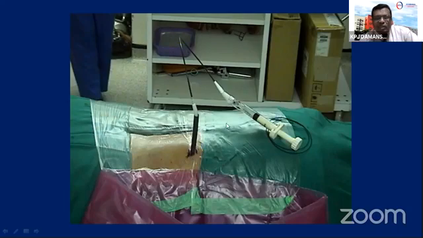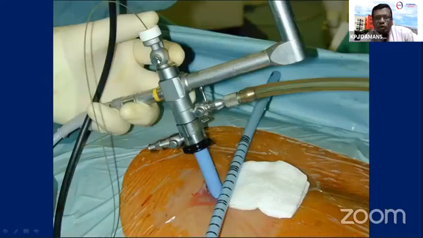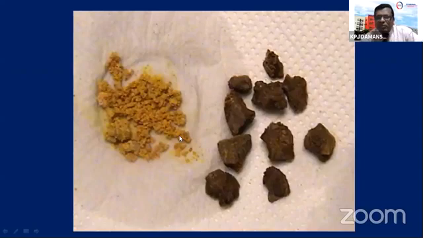This is the back of the patient lying with the back on top. We have already dilated into the kidney. This is a track, this is a balloon dilator. And then we use a scope to break the stones. We go inside the kidney, break the stones into small pieces, and then remove the stone in pieces.